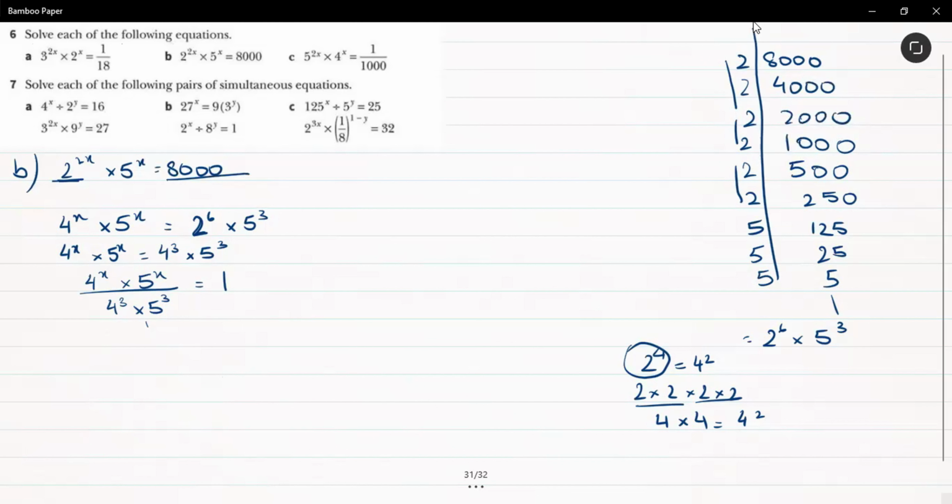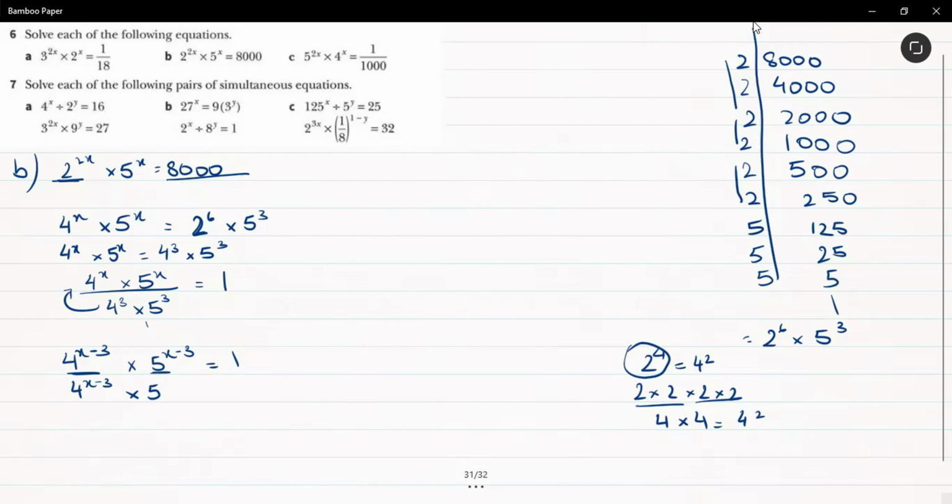Now the next thing we are going to do is bring the denominator into the numerator to bring it into one single index value. So we get 4 raised to power x minus 3 multiplied by 5 raised to power x minus 3 is equal to 1. Again, what is the value in terms of 4 and 5 which would give us 1?